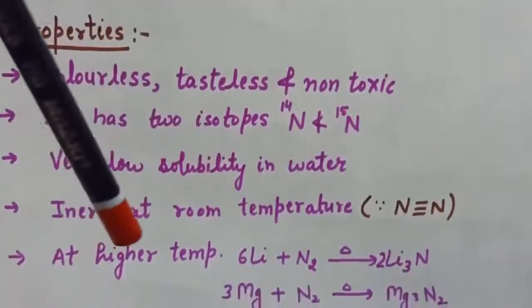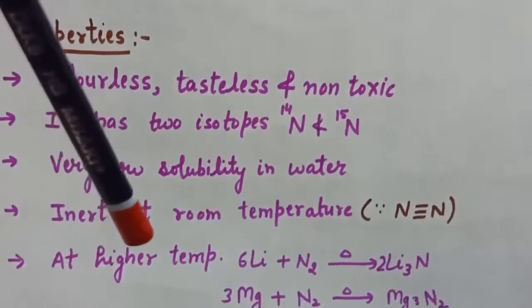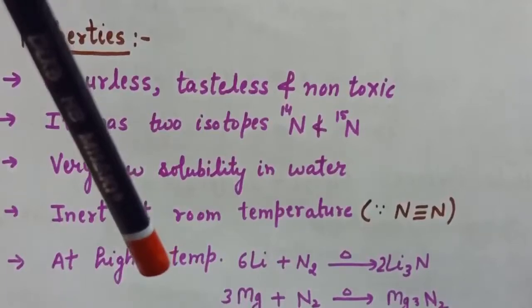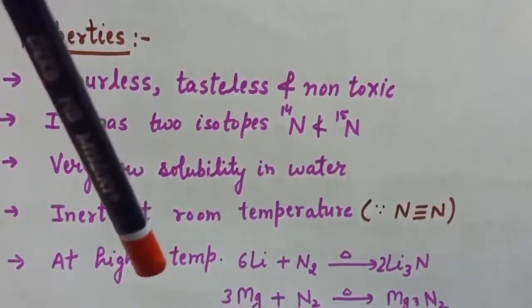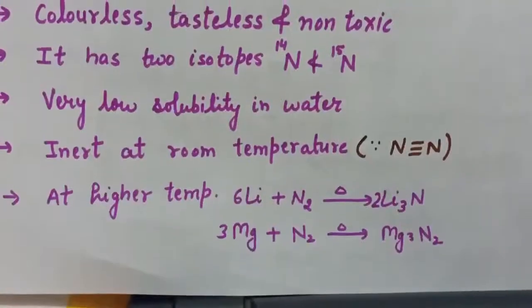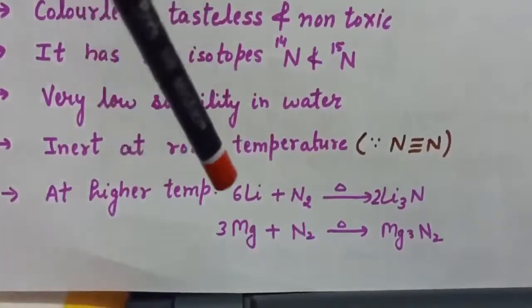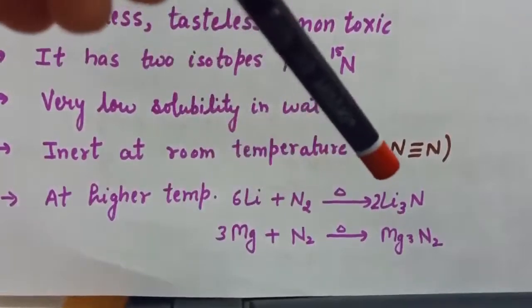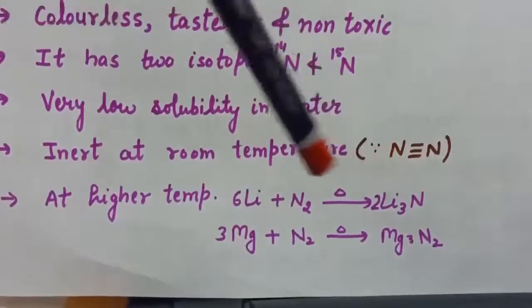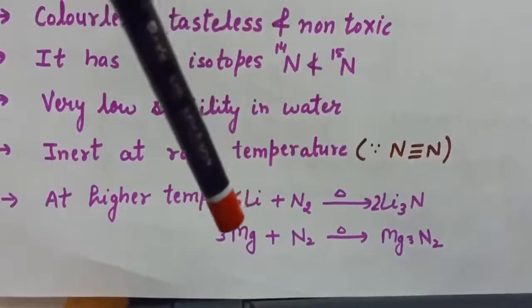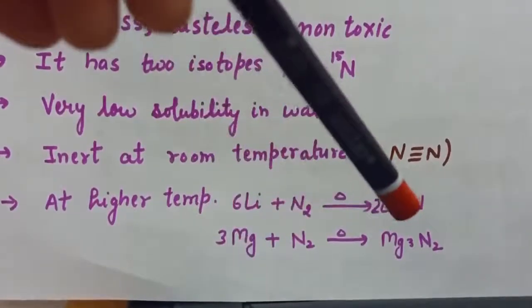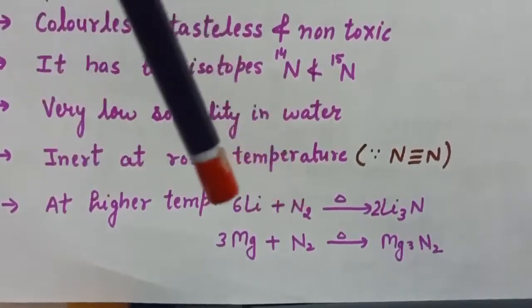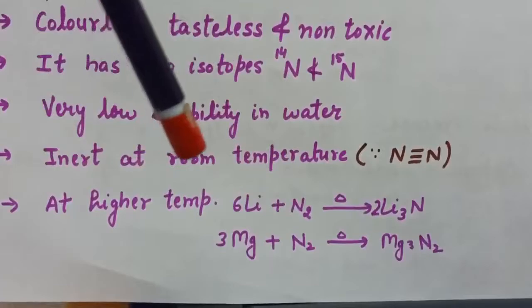But at higher temperature, it directly combines with some metals to form ionic nitrides, and with non-metals it will form covalent nitrides. Example is, at high temperature if we combine dinitrogen with lithium, it will form the nitride of lithium, and similarly if we combine with magnesium, again it will form nitride of magnesium. So at higher temperature it will combine with metals, but at room temperature dinitrogen is inert.